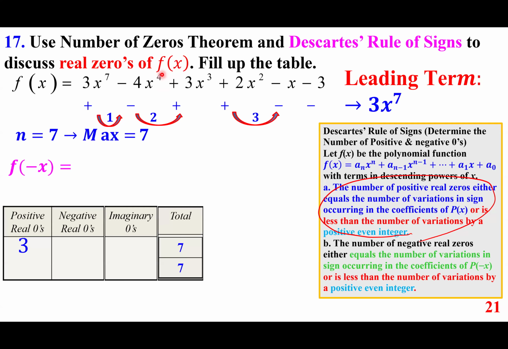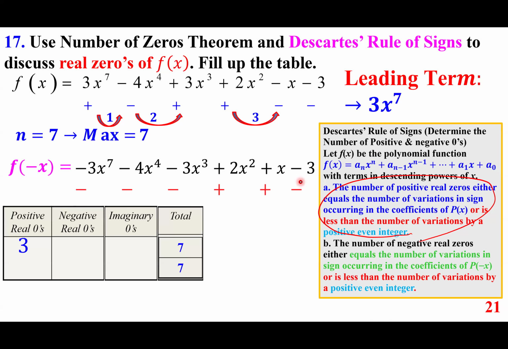So if I put minus x, because this has exponent 7 it becomes negative, so minus 3x to the power of 7. This one doesn't change. Minus x to the power of 4 is x to the power of 4, so minus 4x to the power of 4. This changes to negative 3x cubed. This is plus 2x squared. This negative becomes positive. This negative 3 doesn't change. There you have it. Now, clearly negative, negative, negative, positive, positive, negative.